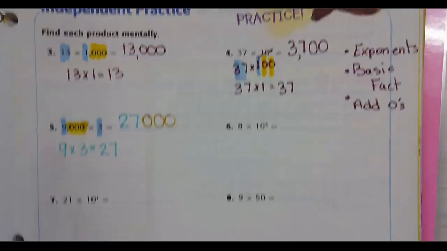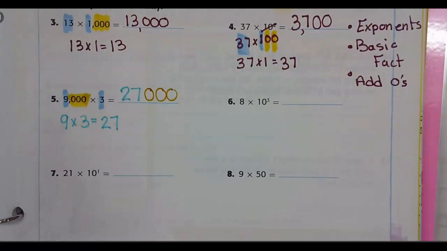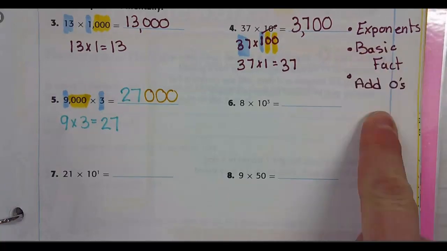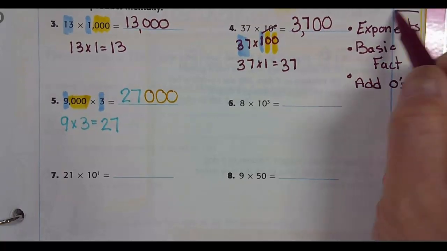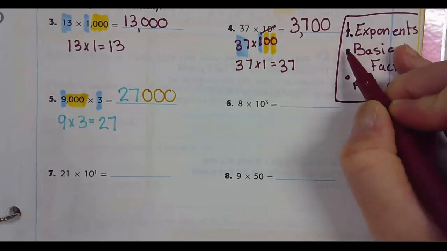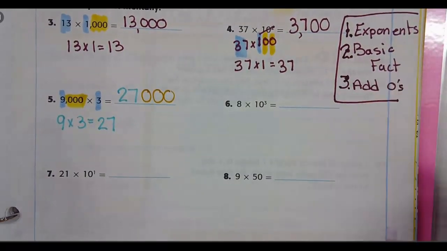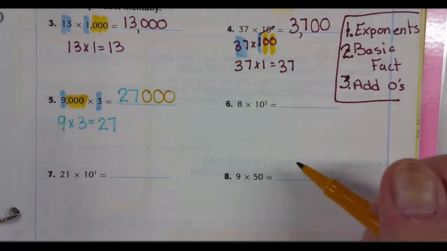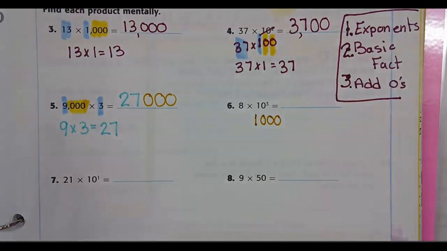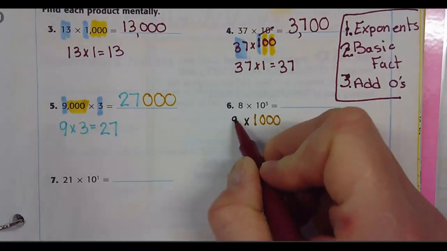Who's helping me with number 6? What am I going to do first? Look at my list. What's first on my list? Do I have any exponents? Okay. So my exponents tells me the 10 is really what? 3 what? Okay, so it's really 1 with 3 zeros, right? So that's step number one. I'm going to rewrite the rest of my problem. So we did the exponents.